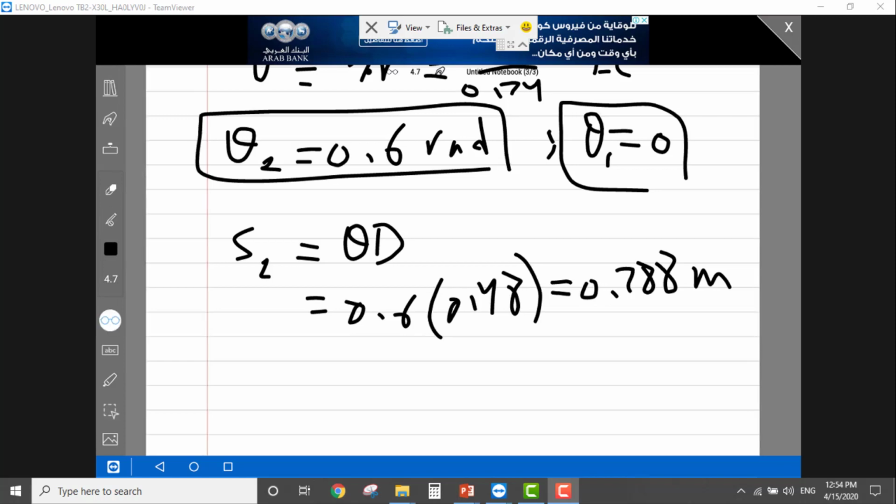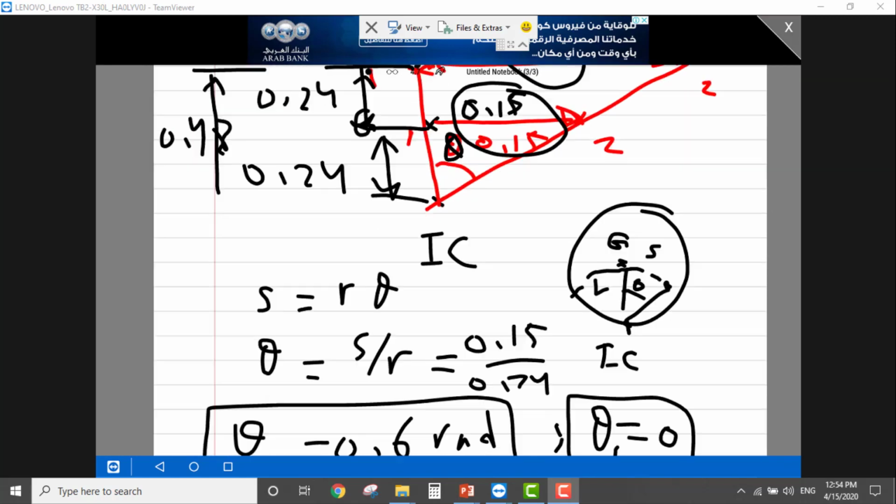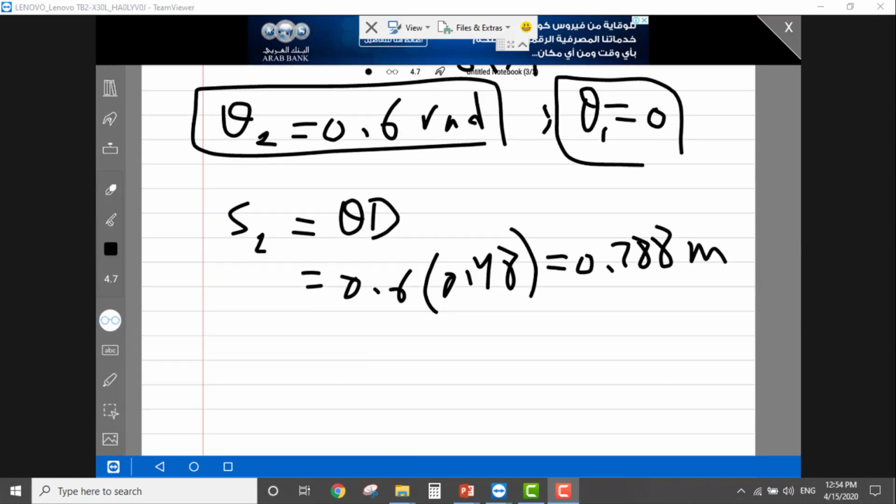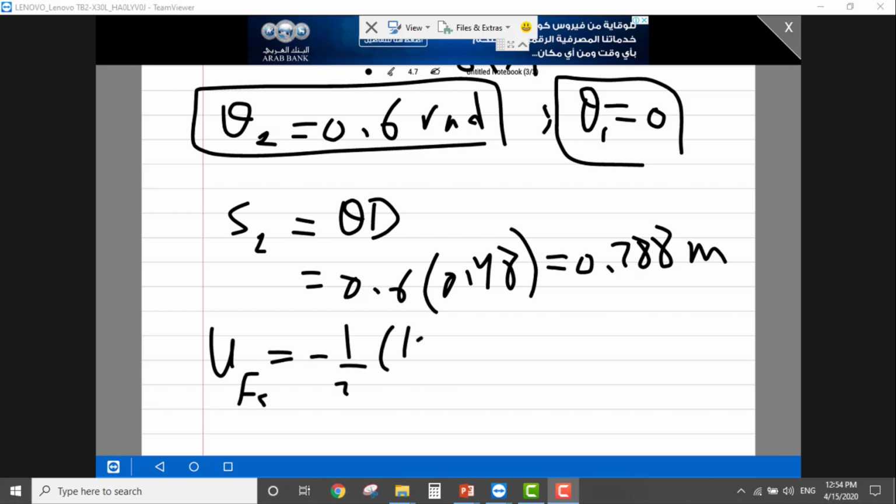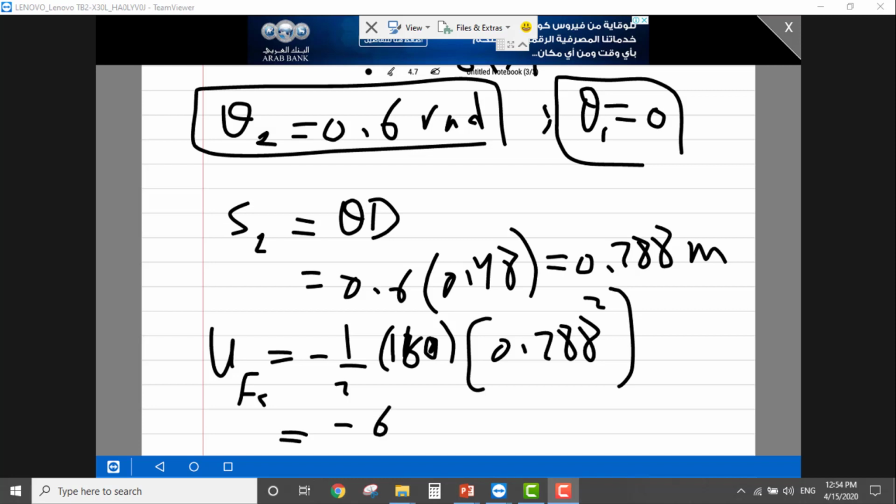So now I can calculate work due to spring. I think it's in the previous slide. So U due to spring is equal to minus half times 160 multiplied by 0.288 squared minus 0. So 0.288 squared multiplied by 160 divided by 2 is minus 6.635 Newton.